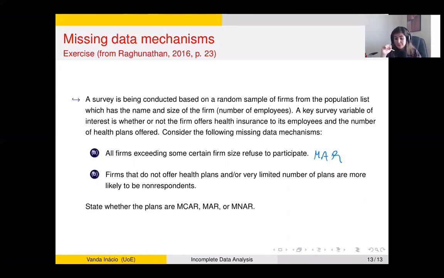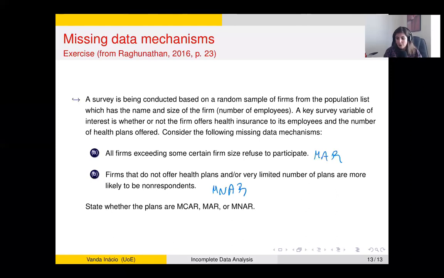On B, it says that firms that do not offer health plans, or offer a very limited number of plans, are more likely to be non-respondents. So the fact that we have a missing value in the variable that records whether or not the firms offer health insurance to its employees is related to this variable itself, right? Because if they do not offer any, or if they offer a very limited number of plans, they are more likely to be non-respondents. So the missing value in these variables depends on the missing values themselves. So this is the definition of missing not at random.